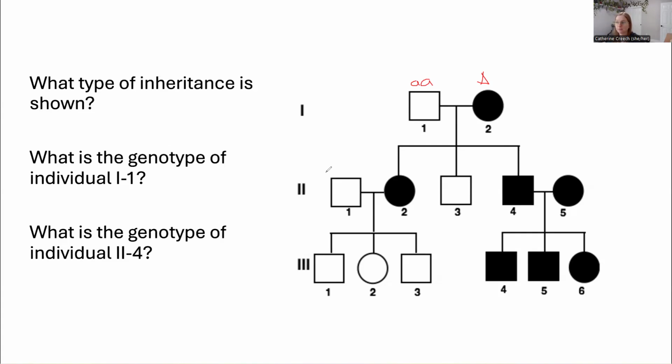What is the genotype of person generation 2, number 4? This person has at least one big A because they are affected, but their father only has little alleles to pass on to this son. And so the genotype must be heterozygous.